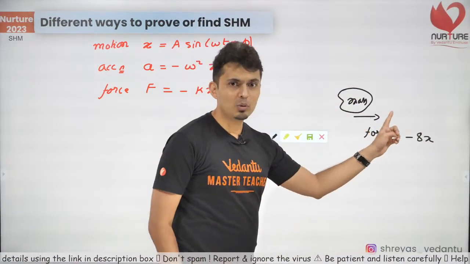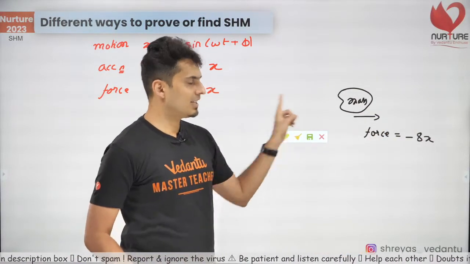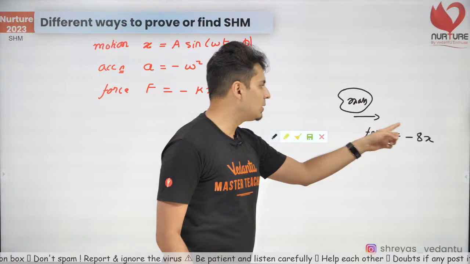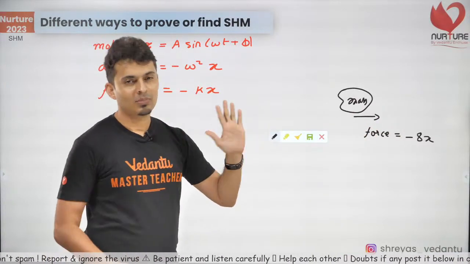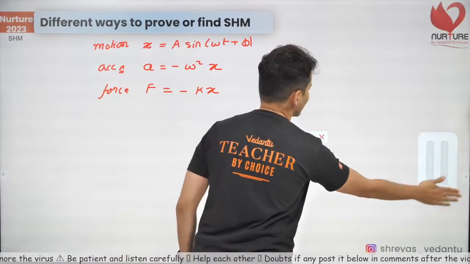Well, if it moves by x, the force is minus 8x. So yes, it's going to oscillate, and I know the value of k is 8. So I can find the time period. Very good. So that's one other thing.